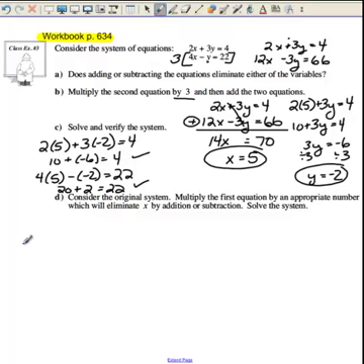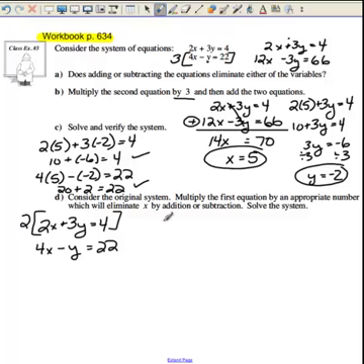Now for part D, each of your answers might be different. It's saying what other number could you have multiplied the first equation by in order to eliminate the x? So if we go back to the original, 2x plus 3y equals 4, and 4x minus y equals 22. What I could have done is I could have multiplied the first equation by 2, so that I would have 4x plus 6y equals 8.